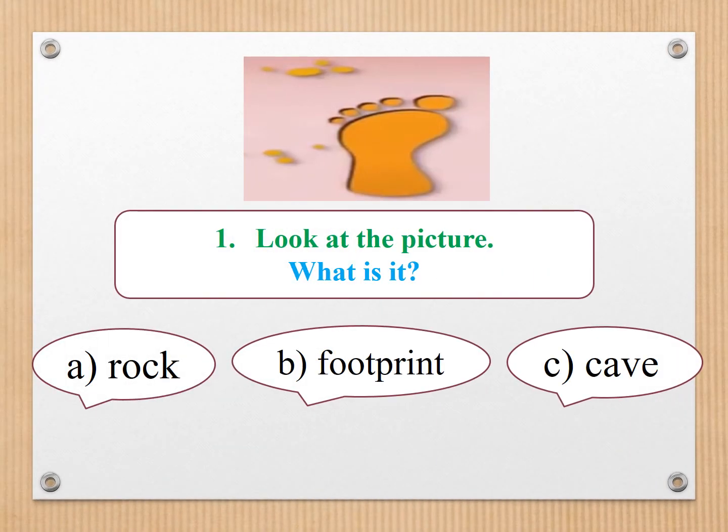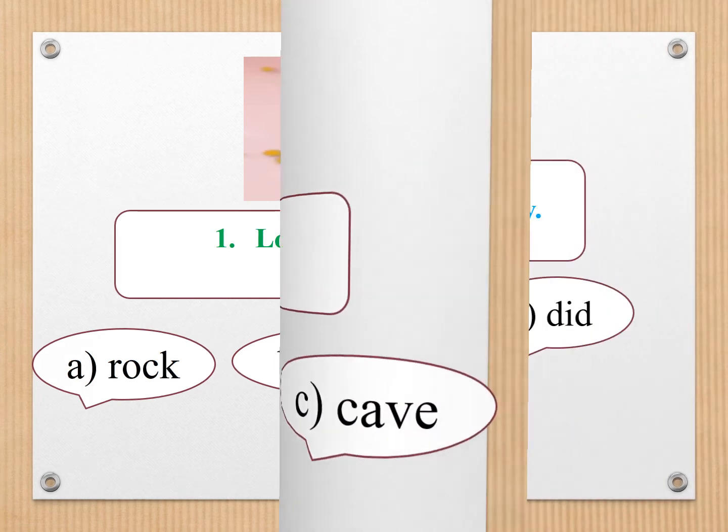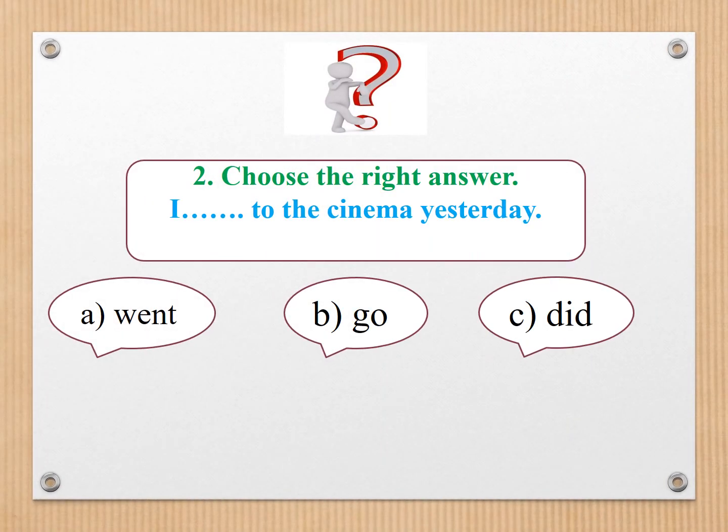Now let's look at the picture. What is it? Rock, footprint, cave. Yes, it is a footprint. Choose the right answer. I to the cinema yesterday. Went, go, did. Yes, the verb went.